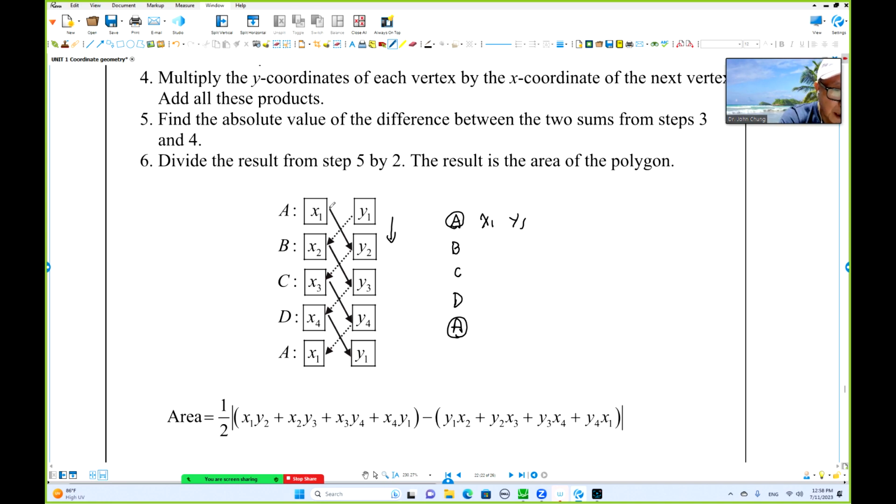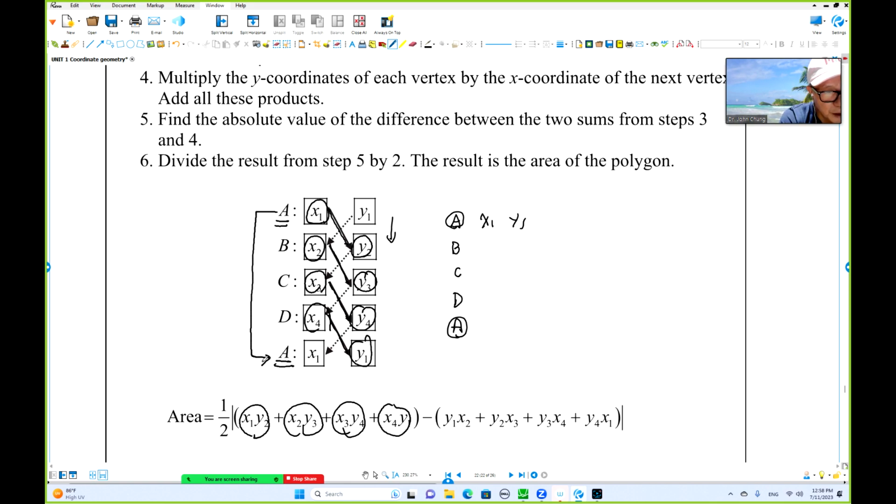You multiply these two in a cross down over here, to the left, to the right, to the left, to the right. x1 times y2, x2 times y3, x3 times y4, x4 times y1. Finish up at A. We start at A, finish at A. If we try B, C, D, A, you're going to finish at B, right? That's the same thing.